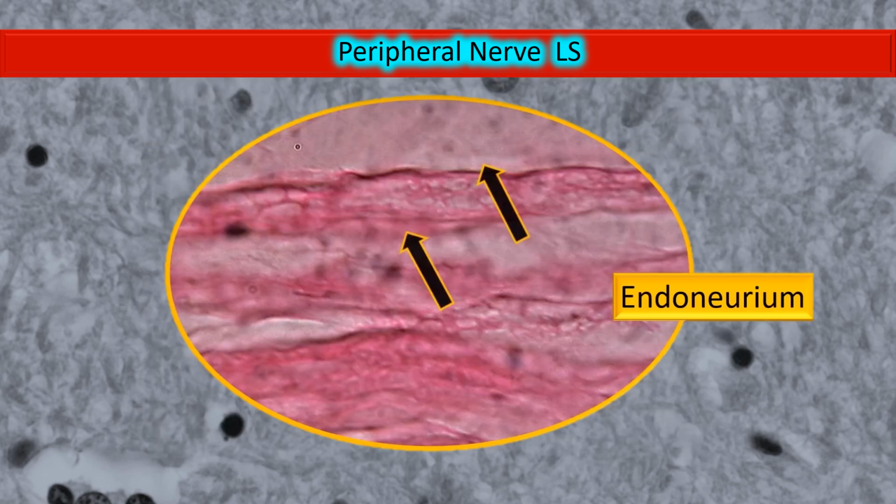Then outer to this will be the endoneurium. So from the center of the axon to the periphery, the structures will be axon, the Schwann cell sheath, that is the myelin sheath, then the cytoplasmic membrane, and also the nucleus of the Schwann cell. Outer to that will be the endoneurium, the connective tissue of the nervous system.